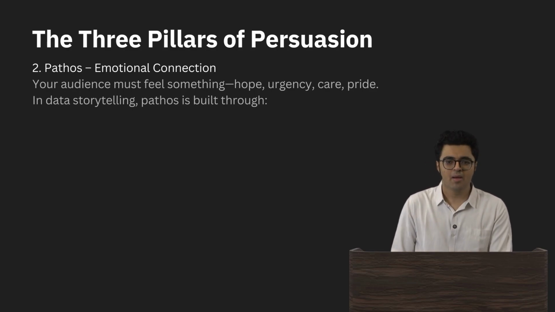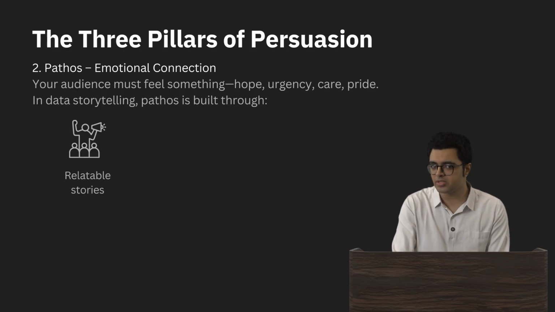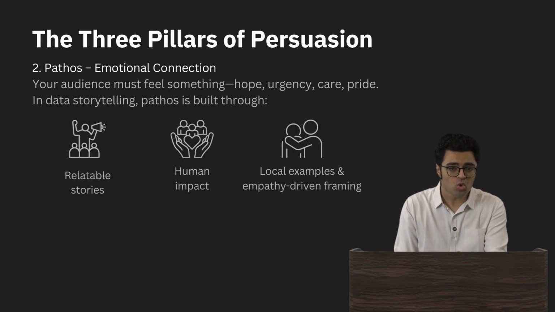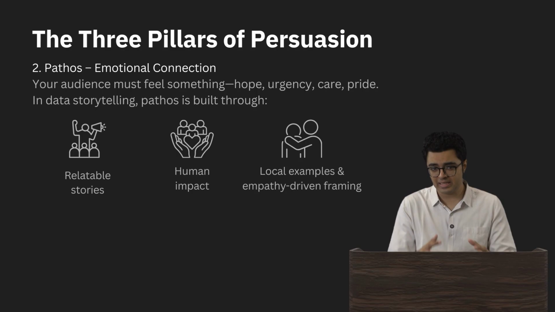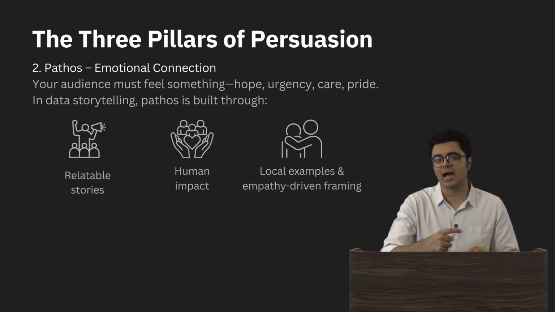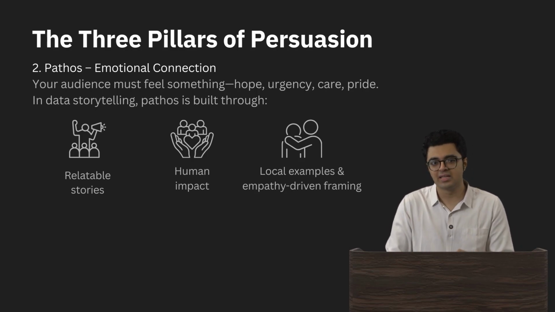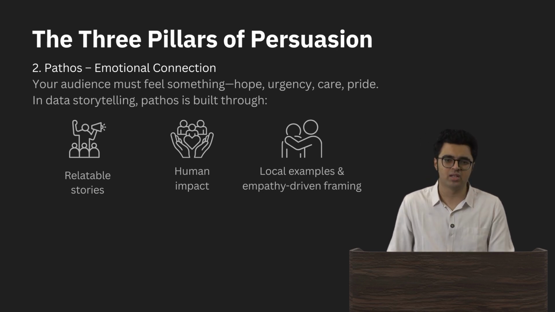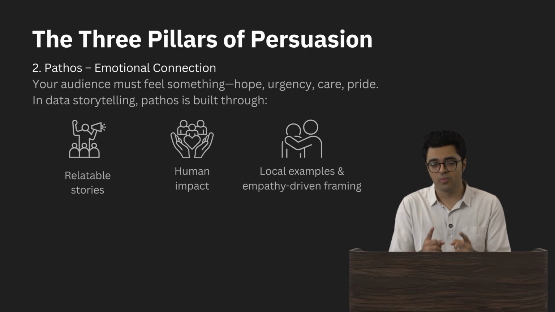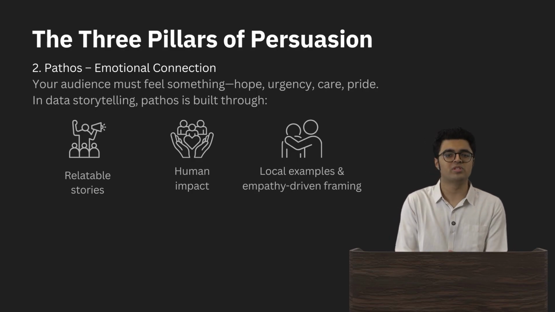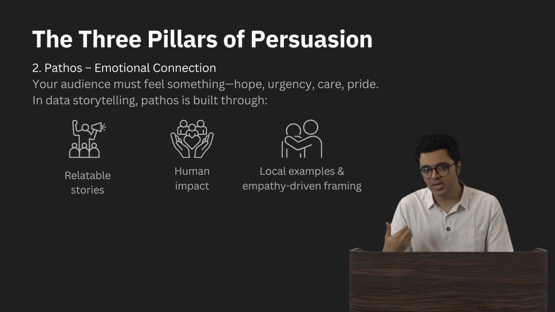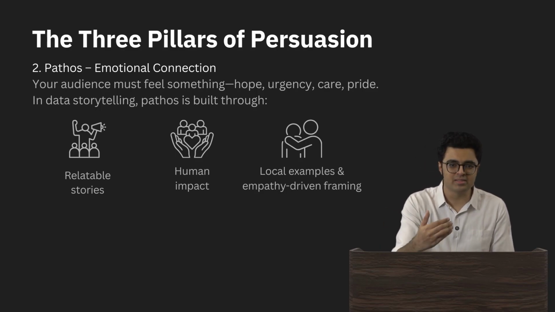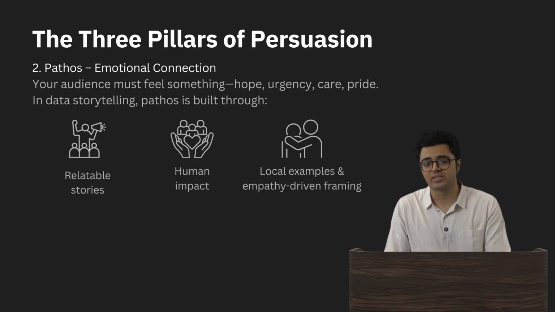In data storytelling, pathos is built through relatable stories, human impact, and local examples and empathy driven framing. We have learned about setting and context precisely to enhance the pathos of a story. We have also learned about analogies, examples, and scenarios which can engage your audience at an emotional level. All of these will ensure that your data does not have to stand on its own. It is backed by human impact so that your audience can relate directly with it. Let's look at an example.